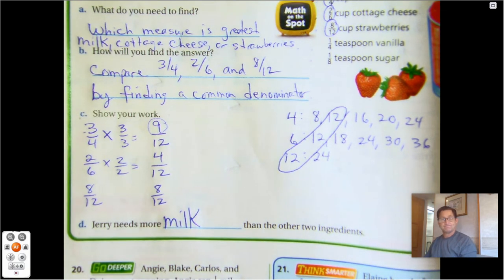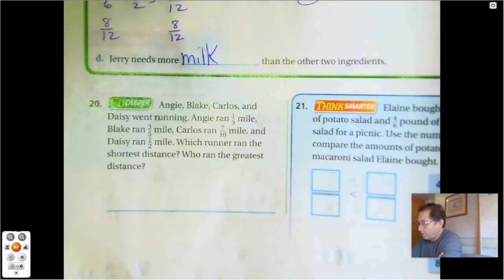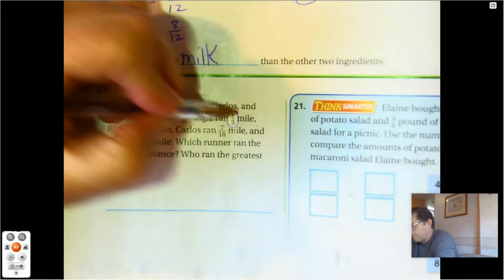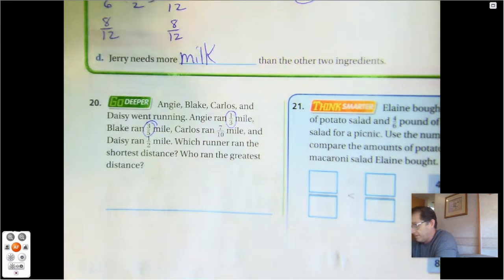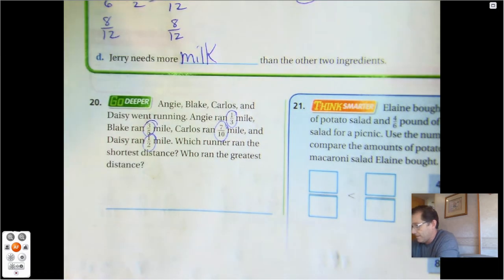Number 20. Angie, Blake, Carlos, and Daisy went running. Angie ran 1/3 mile. Blake ran 3/5 of a mile. Carlos ran 7/10 of a mile. And Daisy ran 1/2 a mile. Which runner ran the shortest distance? Who ran the greatest?